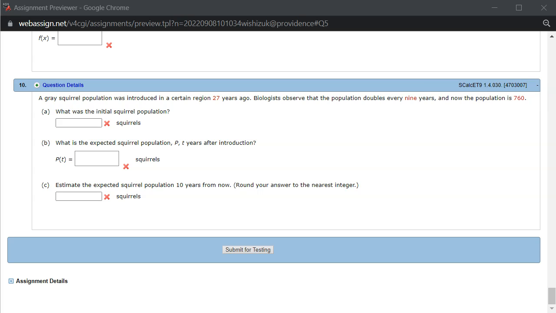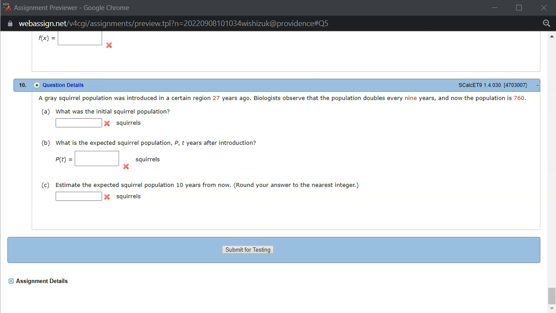All right, let's look at homework 1.4, problem number 10. This problem is about the population of squirrels. It says 27 years ago it was introduced, and then the population doubles every 9 years. And now the population is 760. What was the initial population?